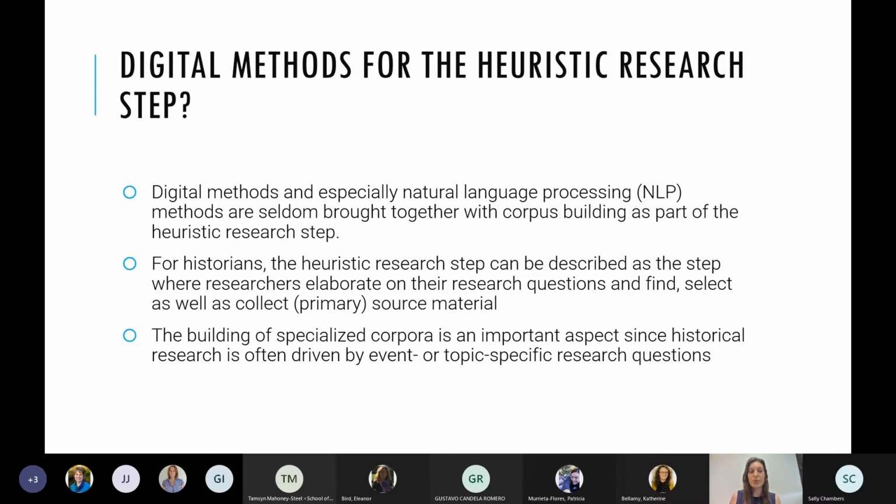So this is actually one important research step, also with digital sources, of course. Especially for historians that work with specific topics, like me working on migration-related topics, it's important in this first heuristic step to actually create a collection I can further work with, on which I can actually answer my research questions.